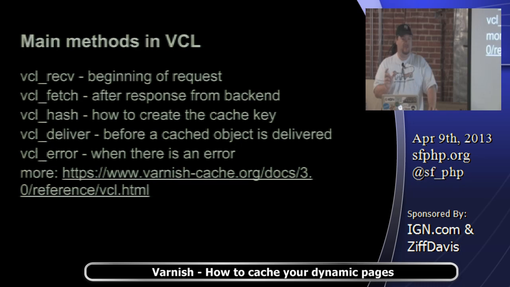Let's say there's other pieces of data you need to include, you do it in there. VCL Deliver happens just before a cached object is being delivered back to the client. And VCL Error is where you deal with some of your error handling, how you want to show 500 errors, things of that nature. There's a whole lot more that you can do. Not going to get into the depths of each one here, but check it out, learn more about what you can do with those.